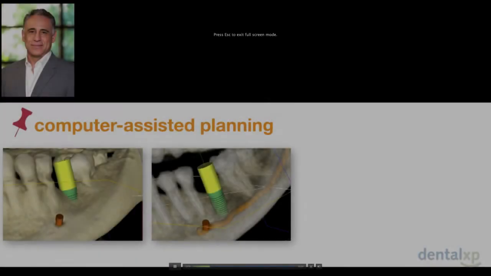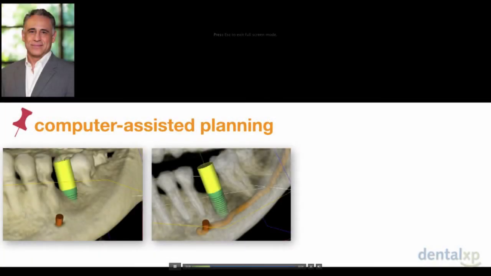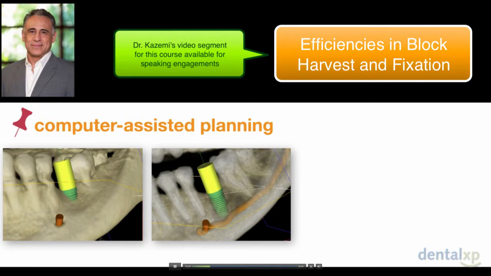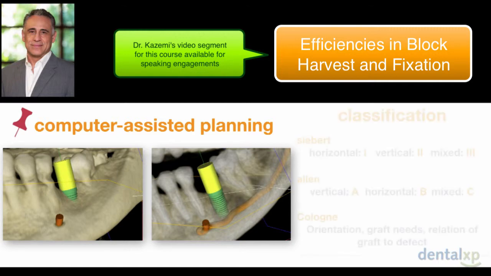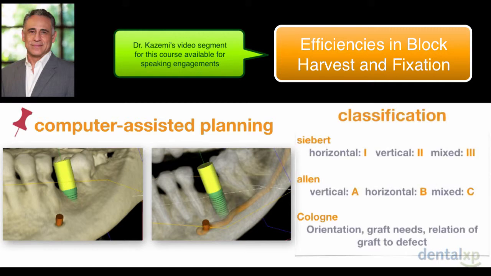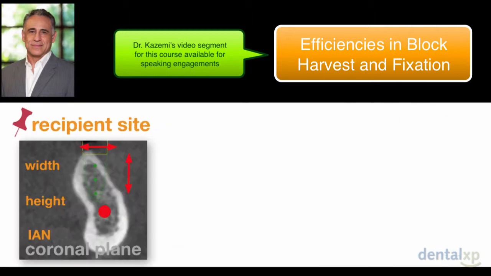And through computer-assisted planning, we can now precisely predict the amount of augmentation necessary to place our implant in the ideal position and the ideal width and the ideal trajectory. And all of this information will help us to classify what type of defect we're dealing with, because this will help us in turn choose the right approach and technique and material.